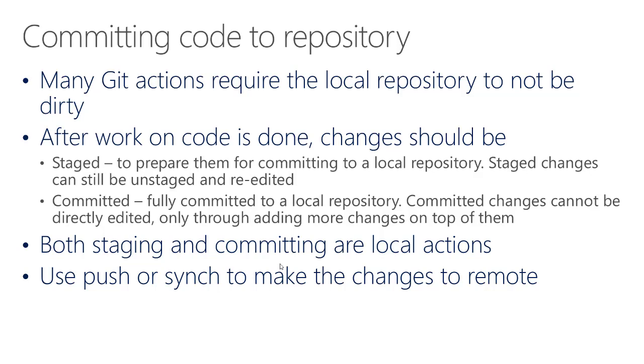And so you see 5 modified files in the source control pane. You click the plus on 3 of them. That puts it into the staged changes. You can then add a commit message, click on the check mark, and that takes those changes and commits them to the local repository. And so that's the second bullet point. After the work on the code is done, changes are first staged and then committed. And so both staging and committing are local actions. We've only made those changes to the local version of the repository.